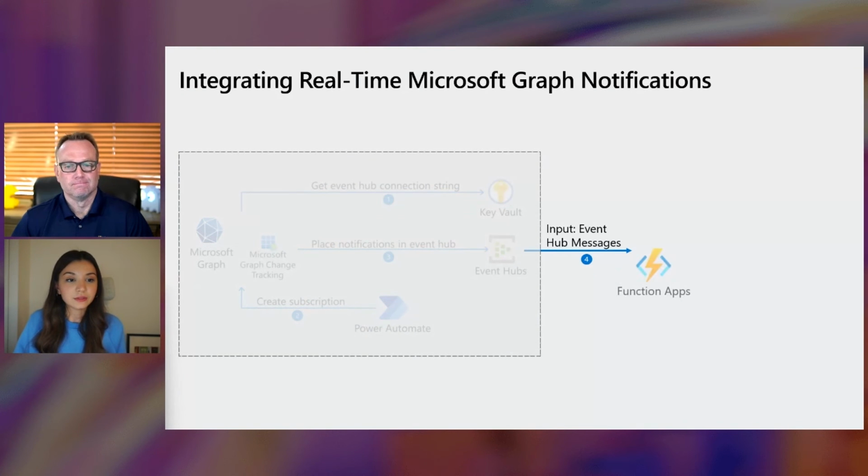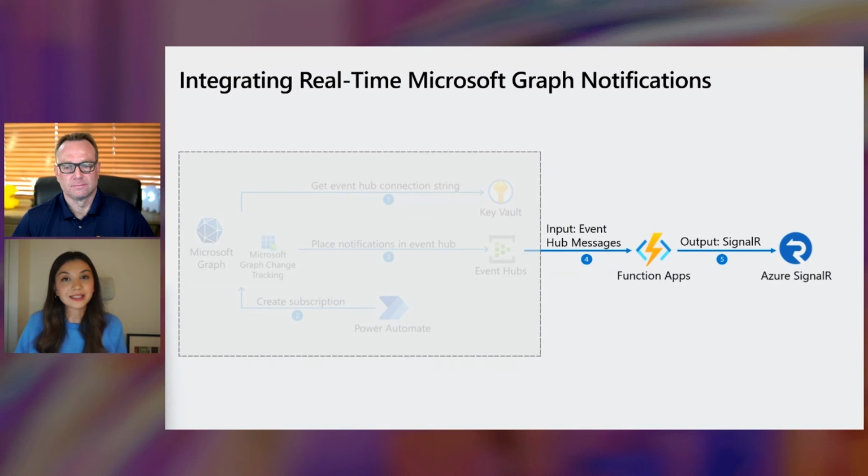To do that, we create Azure Function apps, and we define input as Event Hubs. So whenever a message comes, we will direct it to Azure Function apps. And after that, we will define SignalR as an output. So we will direct Event Hub messages to the SignalR, and SignalR will broadcast the messages right away to our web app.